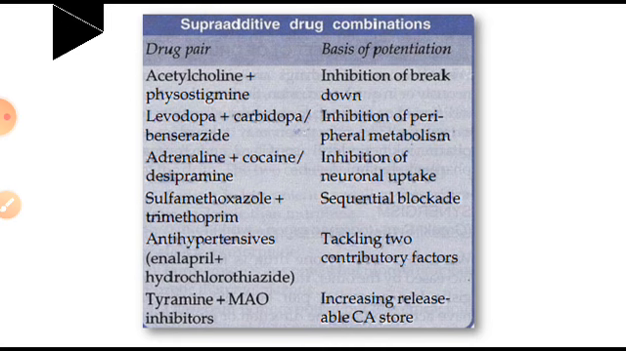In the same way, levodopa and carbidopa. This combination inhibits peripheral metabolism, right, and gives a higher concentration of levodopa. Adrenaline plus cocaine and desipramine. This is also a very important example here. Sulfamethoxazole and trimethoprim. This combination is available in the market. Antihypertensive drugs added with hydrochlorothiazide. So these are the superadditive drug combinations. Please remember these are very important examples of superadditive or potentiation, right?